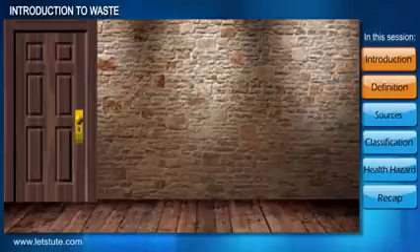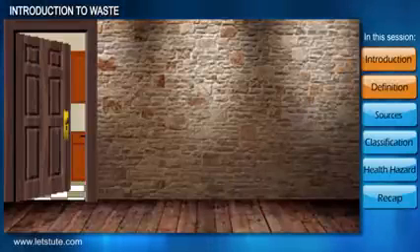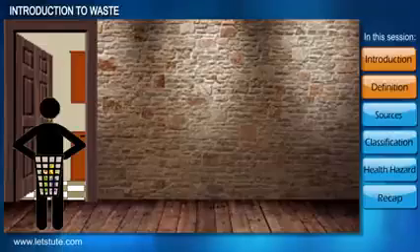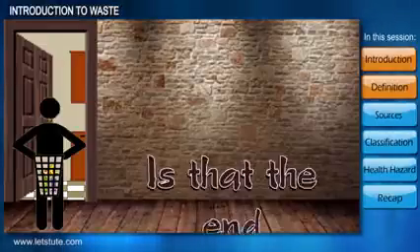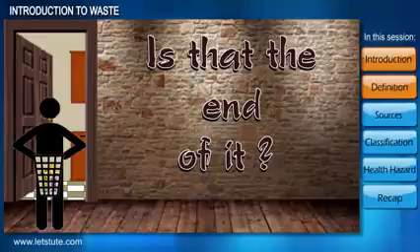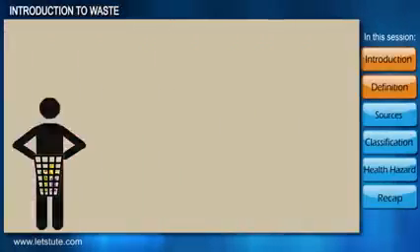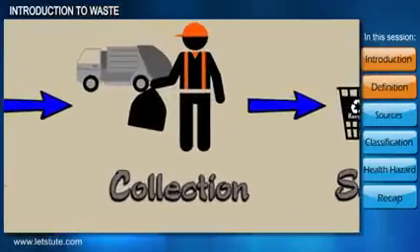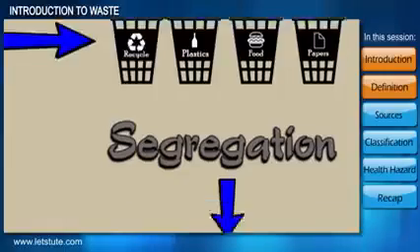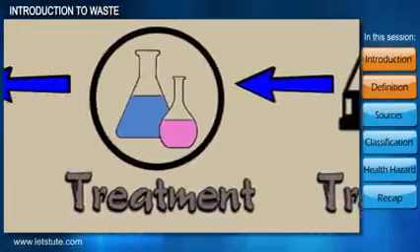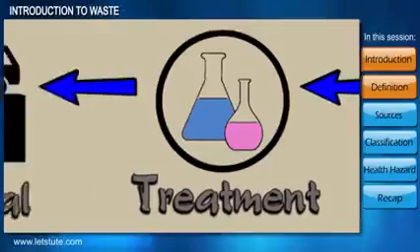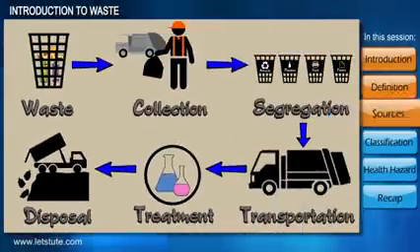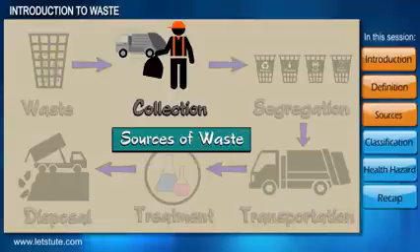We normally get rid of the waste generated at homes by keeping our bins outside the house, right? But is that the end of it? No. These wastes undergo a series of processes, right from collection, segregation, transportation. Some wastes are even treated and then finally are disposed of. So let's see the various places of origin from where the waste can be collected.